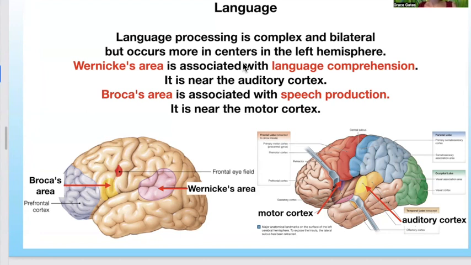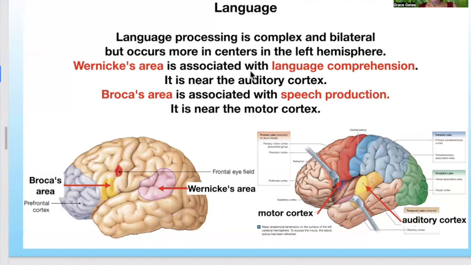So Wernicke's area is associated with language comprehension, and it is near the auditory cortex, fittingly. Okay? It is the pink circle in the left picture, and if you compare it to the auditory cortex, you see that they are right next to each other, even on top of each other.